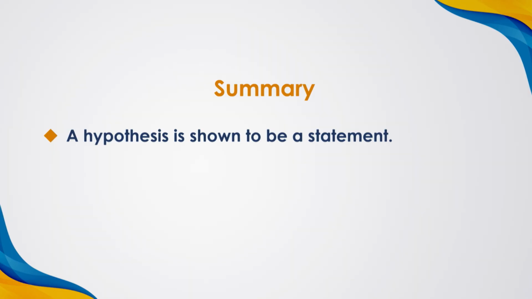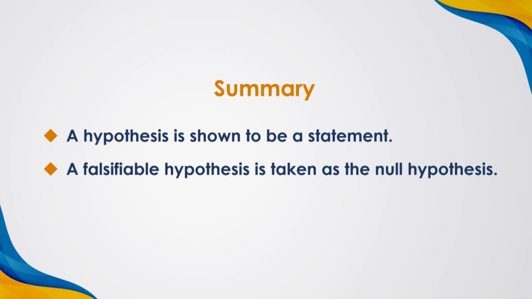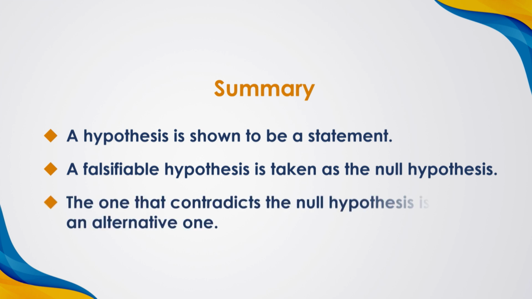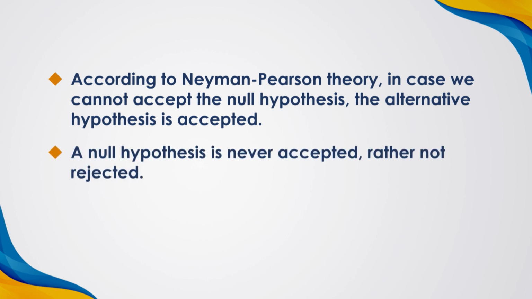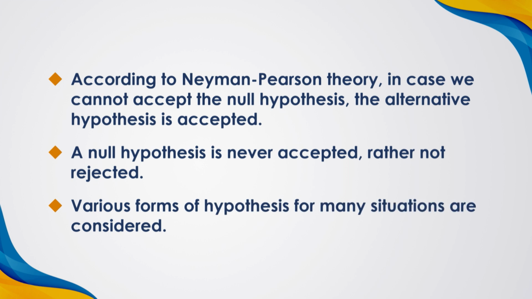Let us summarize the concepts we have learned in this part. A hypothesis is a statement. A falsifiable hypothesis is taken as the null hypothesis. The one that contradicts the null hypothesis is called the alternative. According to Neyman Pearson theory, in case we cannot accept the null hypothesis, the alternative hypothesis is accepted. A null hypothesis is never accepted, rather we say not rejected. Various forms of hypothesis for many situations are considered.